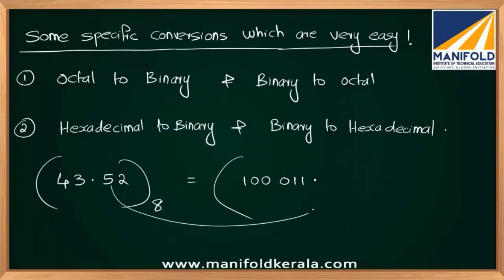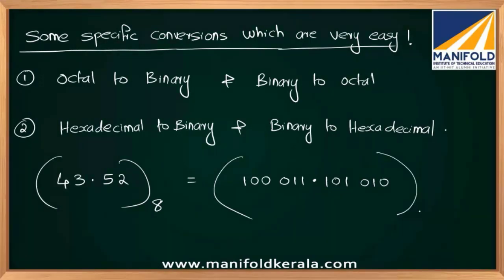Now 5 is represented by what? So can you tell me this one? 1, 0. So please write it as 1, 0. So there is a point here. 5 will be represented by 1, 0, 1. And finally this 2 will be represented by 0, 1, 0, right? So that is the binary representation of this octal number.